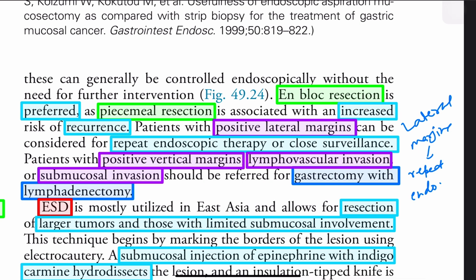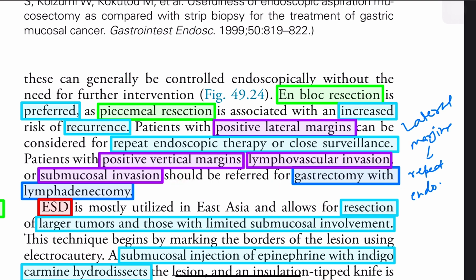En bloc resection is preferred. In piecemeal resection there is a chance of increased recurrence. After the procedure there are chances of a positive lateral margin or positive vertical margin. If there is a positive lateral margin, you can repeat endoscopic therapy or do close surveillance. But if there is a positive vertical margin, or lymphovascular invasion or submucosal invasion, you have to do gastrectomy with lymphadenectomy. Important.